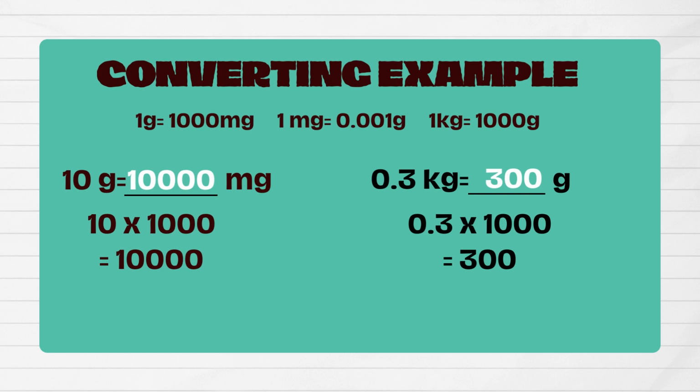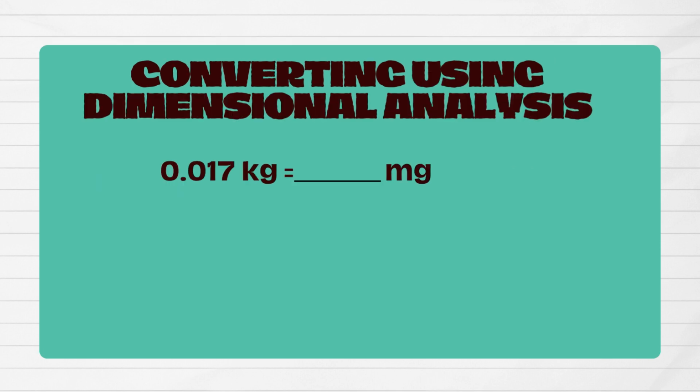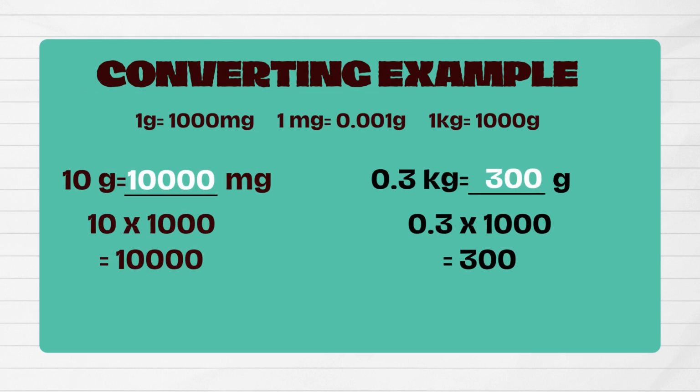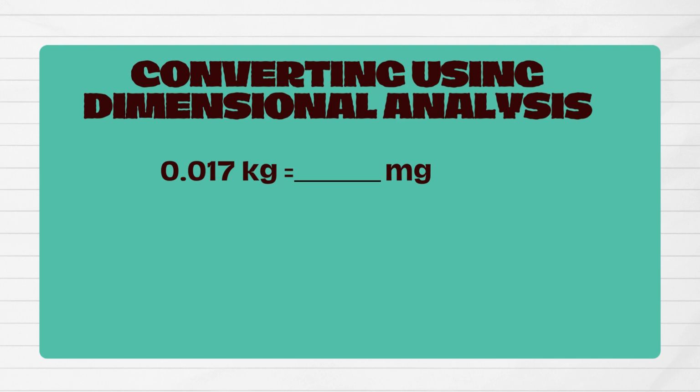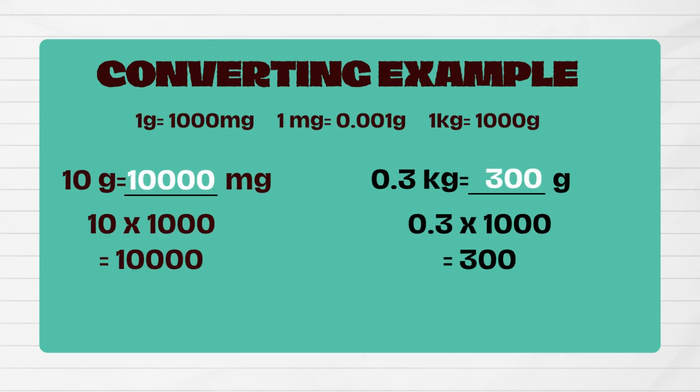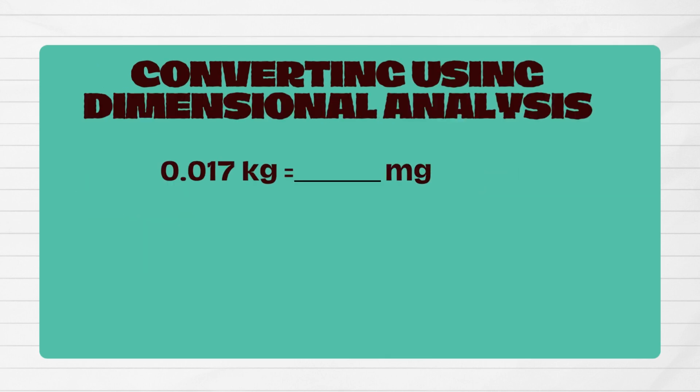But for the next example, we will make it harder. We are going to use dimensional analysis to make it harder. Here's the given: 0.017 kg is equal to blank mg. As you can see, we can't convert the kg directly to mg. So the first thing we are going to do is convert the kg into grams. Then, after getting the grams, convert it into mg.